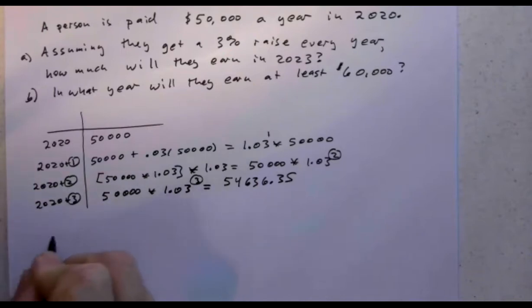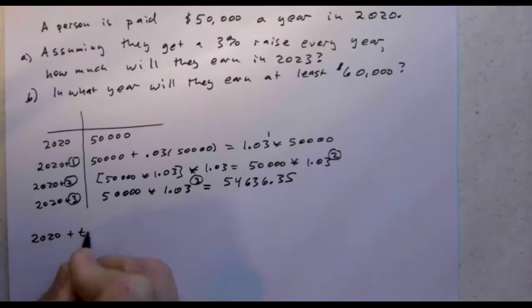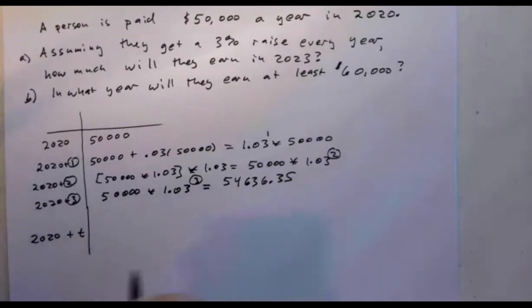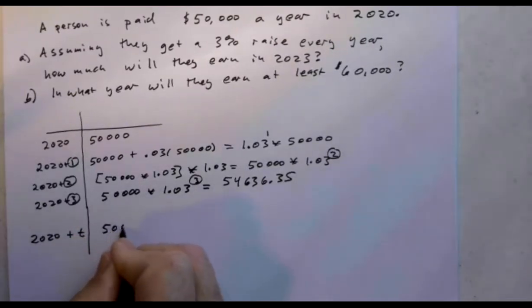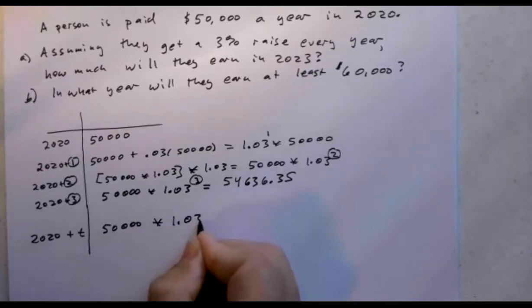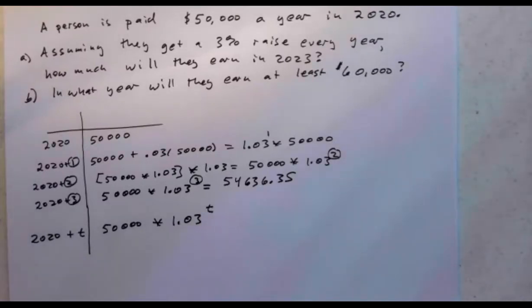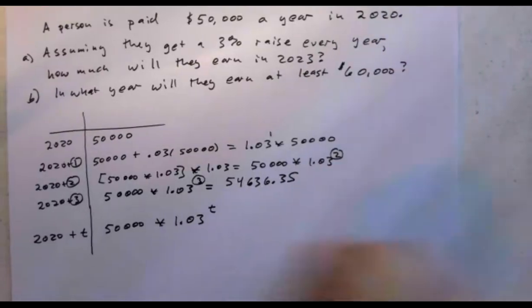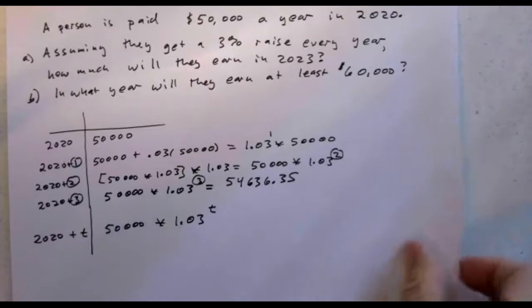So if we're going to add T years, so 2020 plus T years, that will be 50,000 times 1.03 to the T, and we want to find out when that equals 60,000, or when that is at least 60,000. So we'll do it a couple different ways.